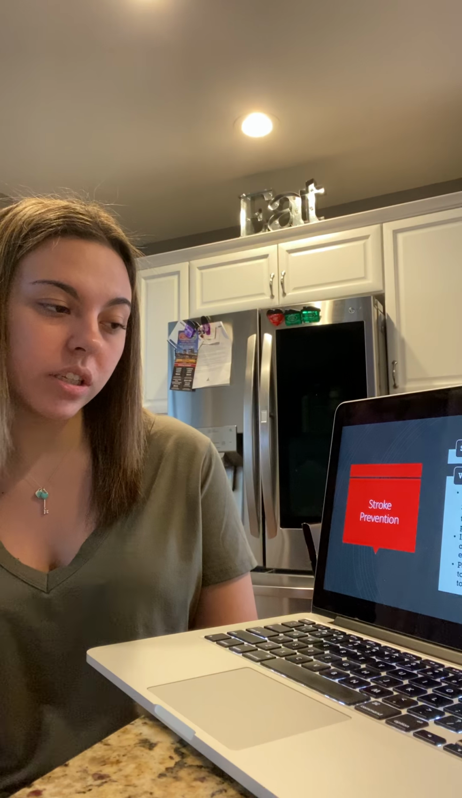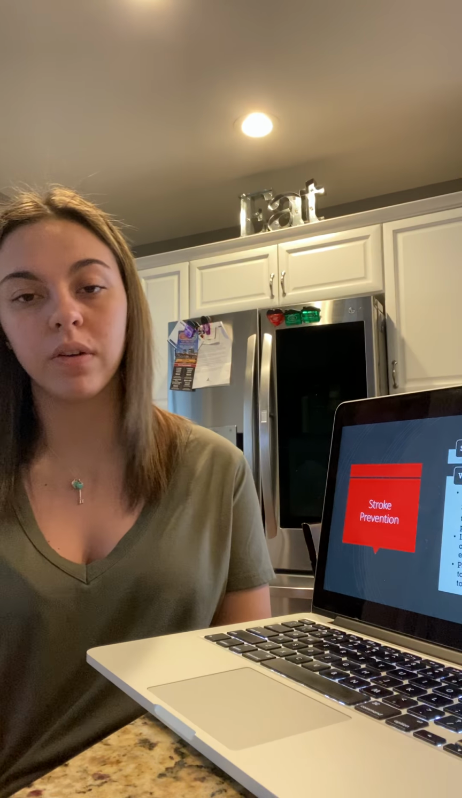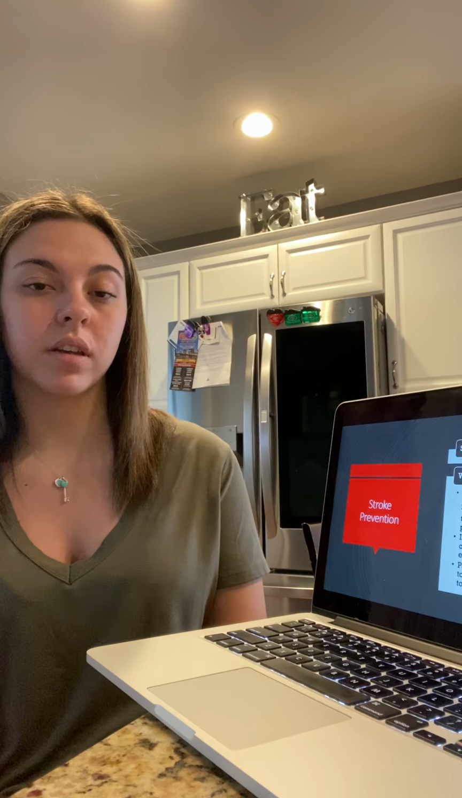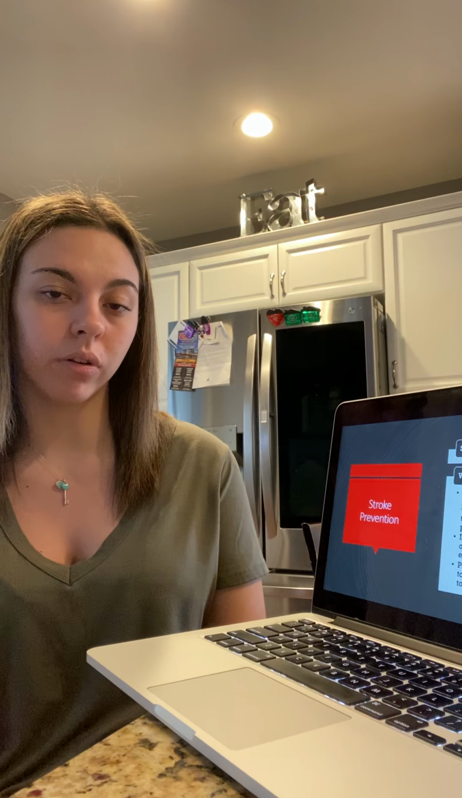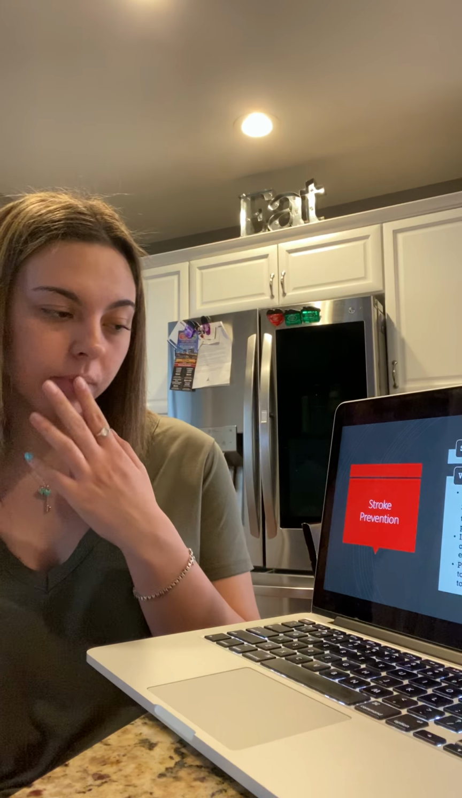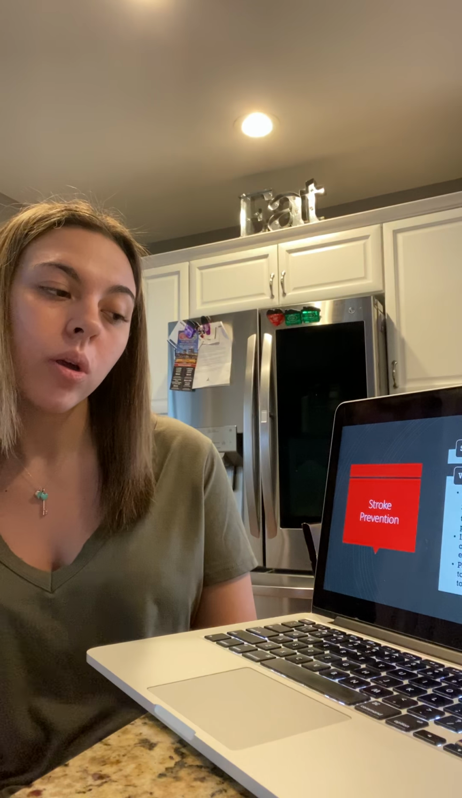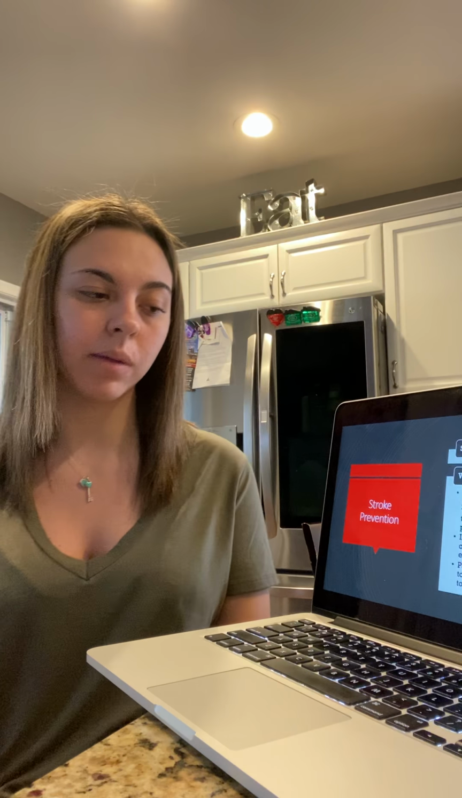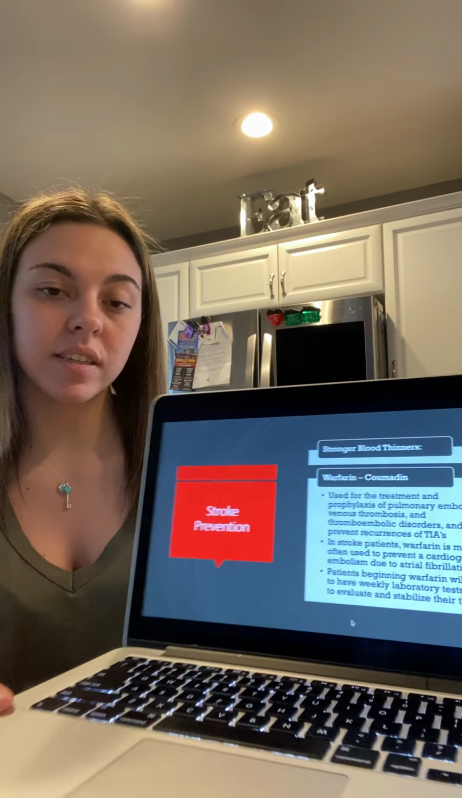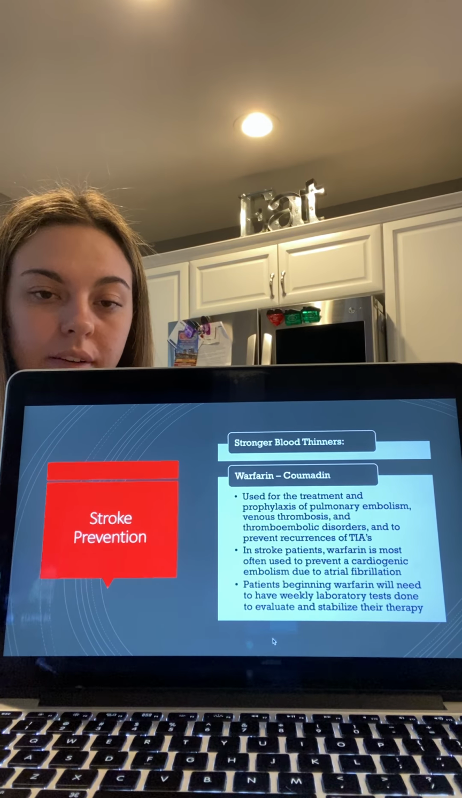It's used in stroke patients, and warfarin is most often used to prevent a cardiogenic embolism due to AFib. Again, AFib can cause a stroke. So a lot of the time, if a patient does have AFib, they are put on warfarin to prevent a cardiogenic embolism from occurring. Patients beginning warfarin will need to have weekly lab tests done to evaluate and stabilize their therapy. So they will need an INR test done to make sure that the therapy is working effectively.